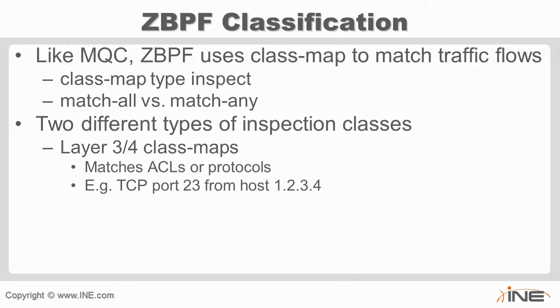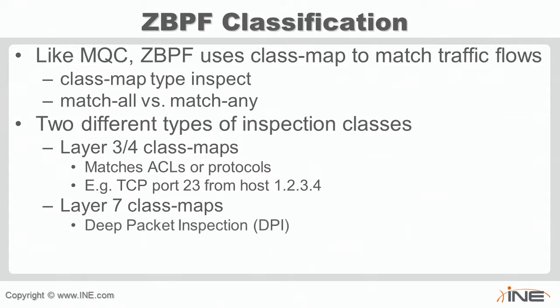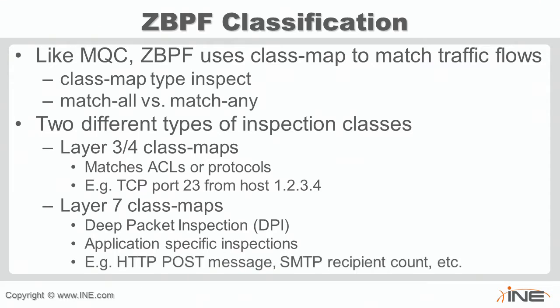The second type of inspection we have is a layer 7 class map, or the application level class map. This is what we use to perform what's known as the deep packet inspection, or the DPI. Now, DPI is going to be similar to the modular policy framework application level inspections that we saw previously on the ASA, where we're looking inside the individual layer 7 application. Like if it's a web session, we could look for the HTTP post message, or if it was a sendmail packet with SMTP, we could say how many recipients are in the mail header. Then based on that particular match, we could perform application level actions.